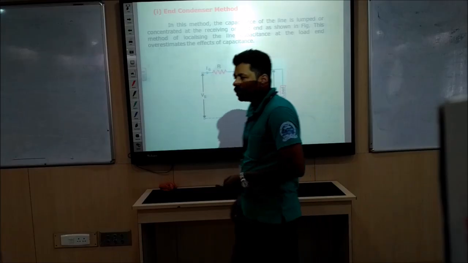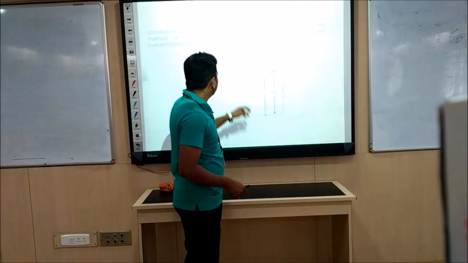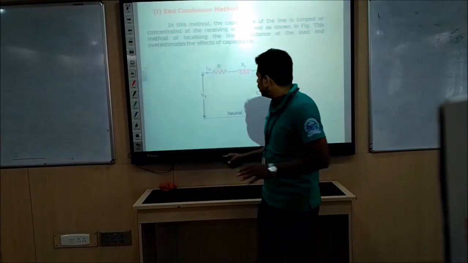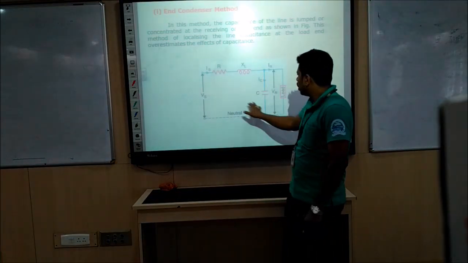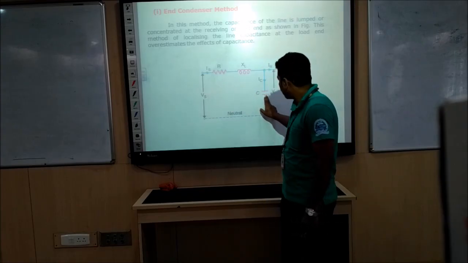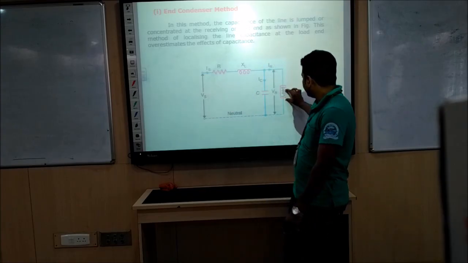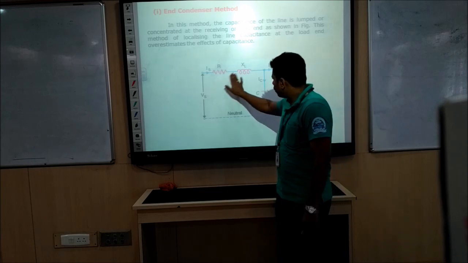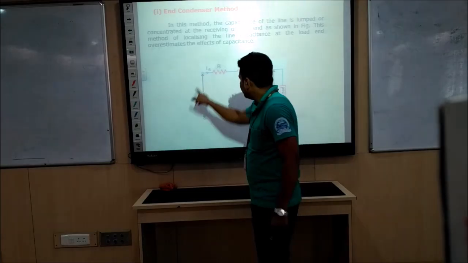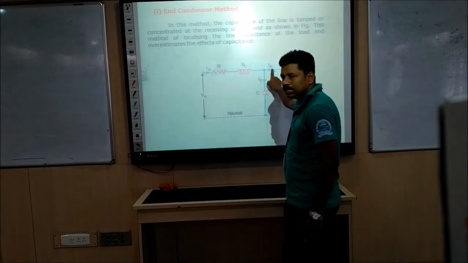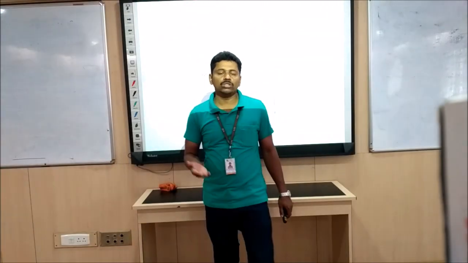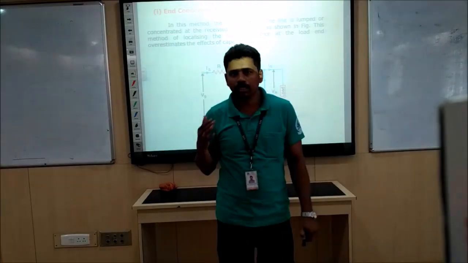In the end condenser method, as we discussed, resistance, inductive reactance, and capacitance, all three are lumped in nature. The capacitance is at the end of the transmission line, so it is near the load. So the lumped parameters are R, XL and C. IS represents the sending end current, IR represents the receiving end current, and there is a capacitive current. You have to write two equations, one for the voltage, the other for the current.